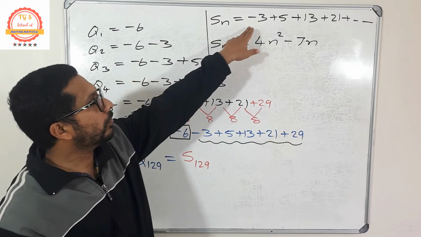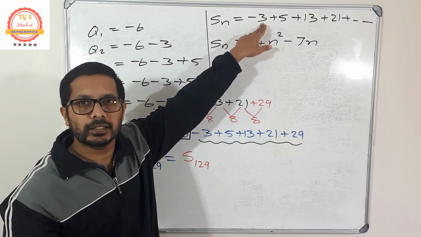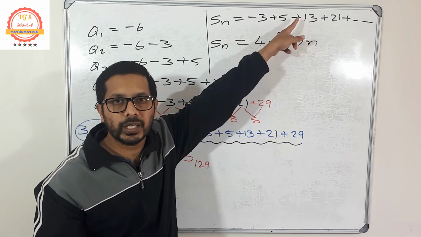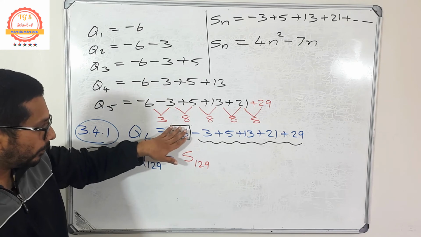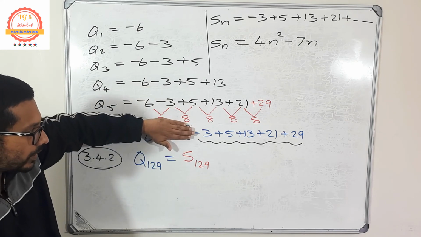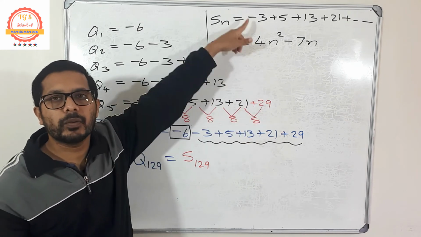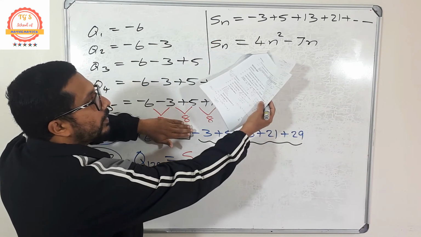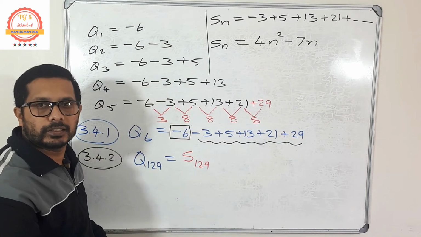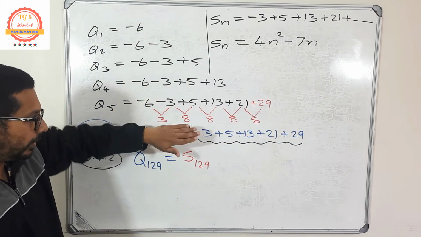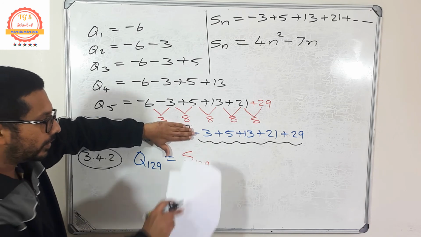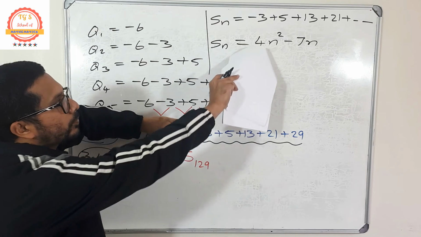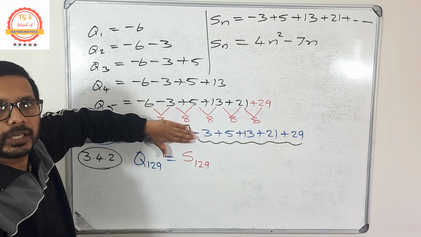So is it not the same as this Sn? Minus 3 plus 5 plus 13, minus 3 plus 5 plus 13. So it means that if you leave this minus 6, then the remaining is the same as Sn, and we know an expression for this Sn, that is 4n square minus 7n. Once more, leave this minus 6, this one is our Sn, and we already know an expression for Sn, 4n square minus 7n.